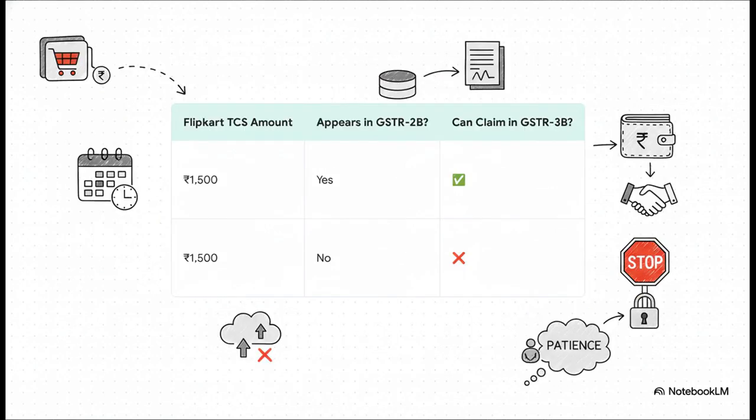Remember that TCS we talked about? Here's where you get it back. But there's a catch. You can only claim that credit after it actually shows up in your GSTR-2B statement. This happens once the marketplace files its own return. If you try to claim it before it's officially there, you're just setting yourself up for a mismatch notice.